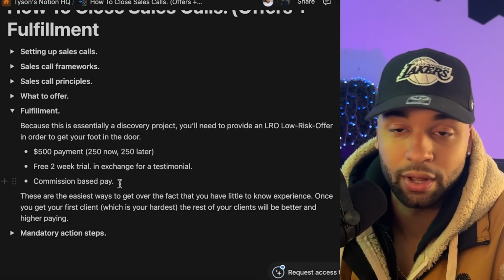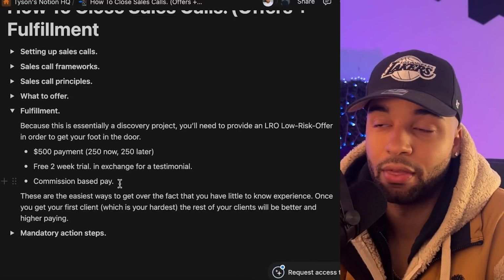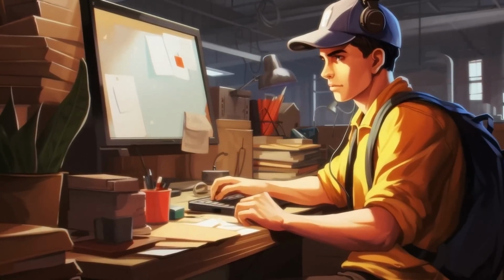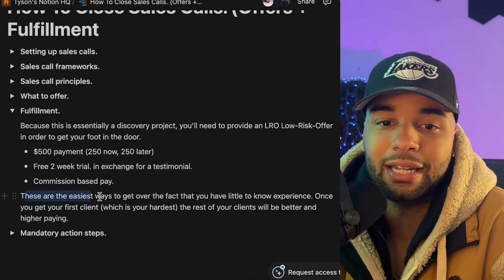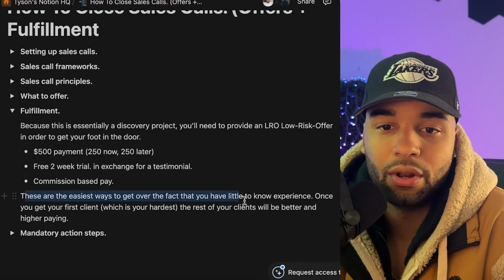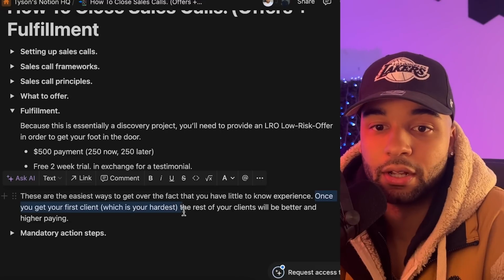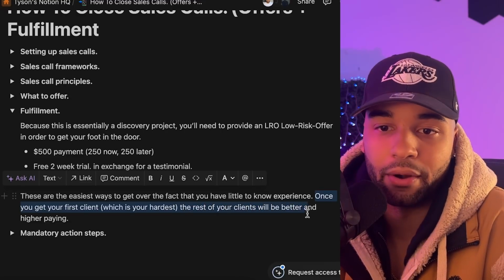Ideally, it would be a 2K, 3K, 4K a month upfront type of project, but you guys don't have the experience or the negotiation to do that yet. So these are the easiest ways to get over the fact that you have little to no experience. Once you get your first client, which is your hardest, the rest of your clients will be better and higher paying. That's essentially how you want to use your low risk offer, what fulfillment you want to do.